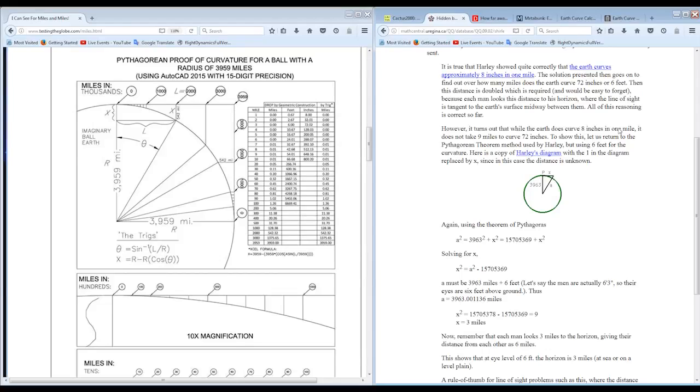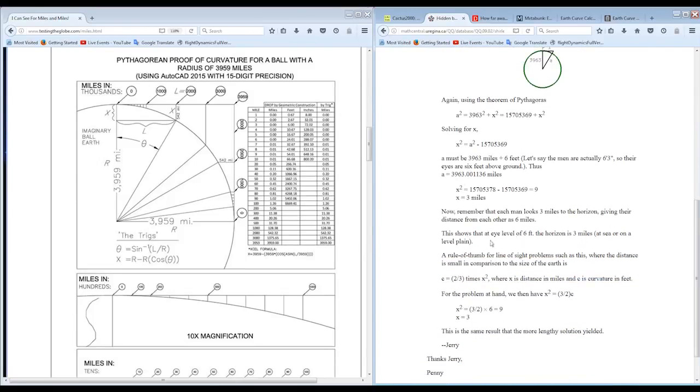So you might be thinking, well, it's 9 miles. The man would have to be 9 miles away for a 6-foot person to be obscured at 8 inches per mile. Well, no, it's not a slant. It's a curve. It's a ball. So you can't just multiply 8 times the miles. And when they go through all the Pythagorean theorem, you end up with 3 miles as your answer. Okay?